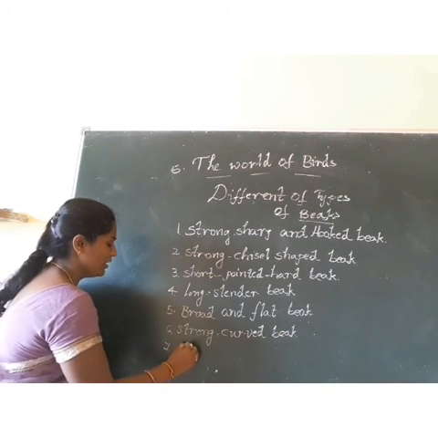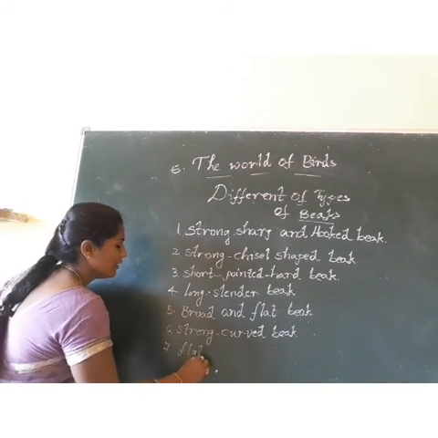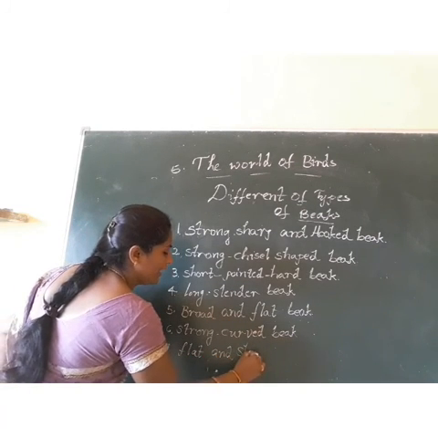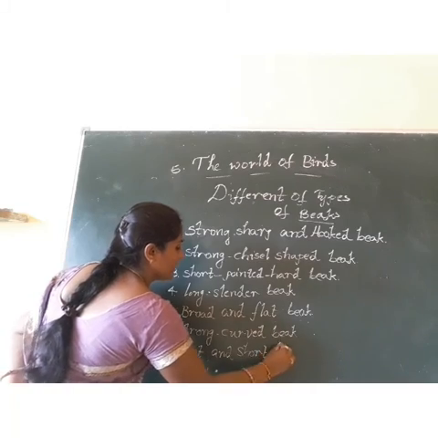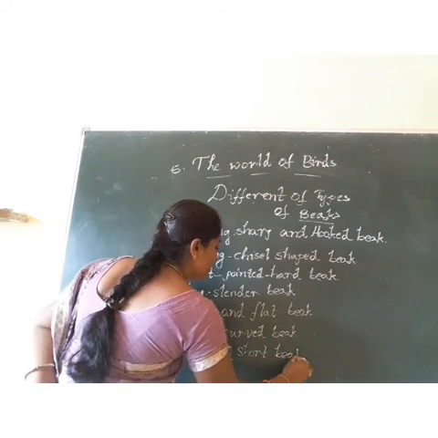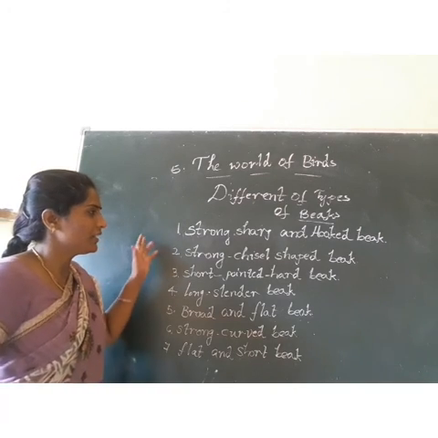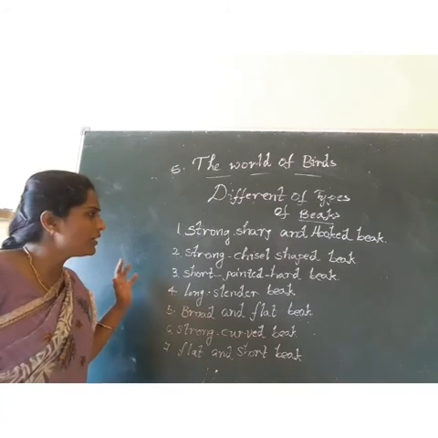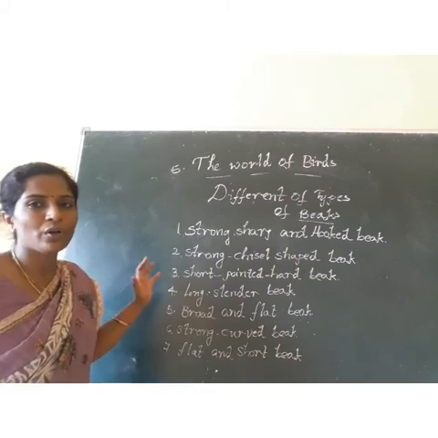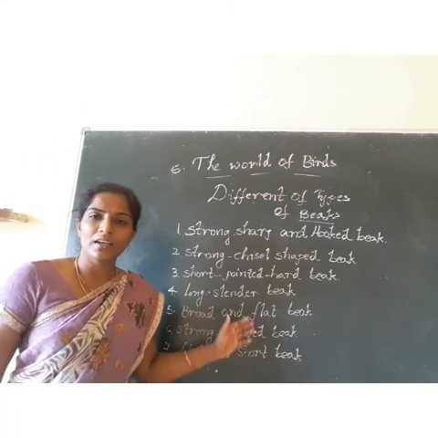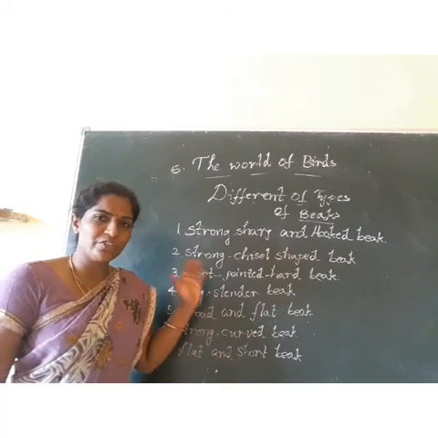And seventh one, flat and short beak. These are the 7 types of different beaks present in birds. Okay, children, a bird's beak is also called the mouth of a bird. These beaks come in different sizes and different shapes.